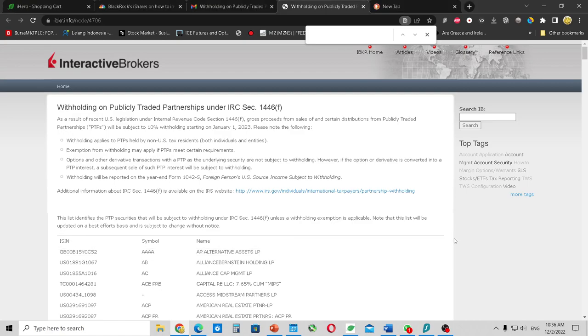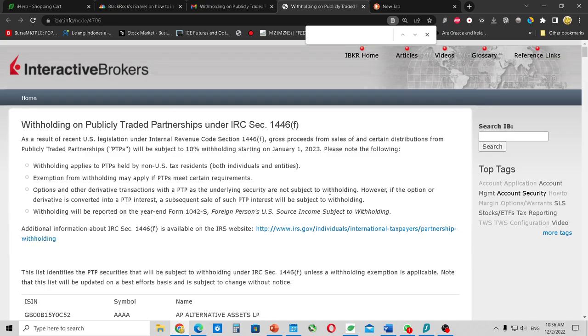Okay, so I recently got this email. There's a new legislation based on IRC section 1446F. Basically, they are withholding. Withholding means the proceeds that you get from your sales and distributions from publicly traded partnerships. The one that is going to be affected is ET lah.